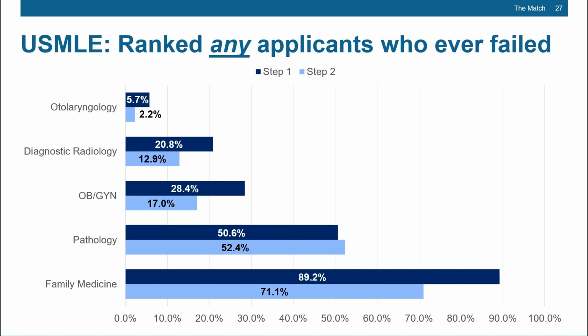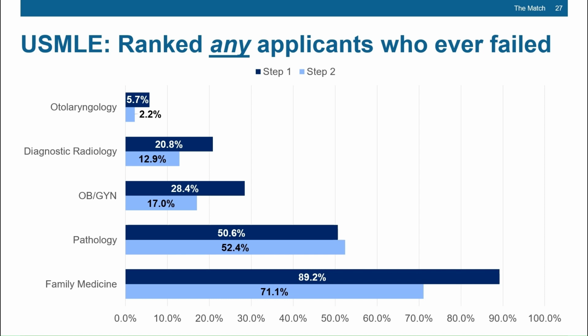So the percentage of programs ranking any applicant who ever failed Step 1 is shown in the dark blue bars, and the percentage of programs ranking any applicant who ever failed Step 2 CK is shown in the lighter blue bars. Overall, you can see that most programs are more likely to rank an applicant who has failed Step 1 rather than Step 2 CK, with pathology being the exception where the percentages of programs are relatively equal.